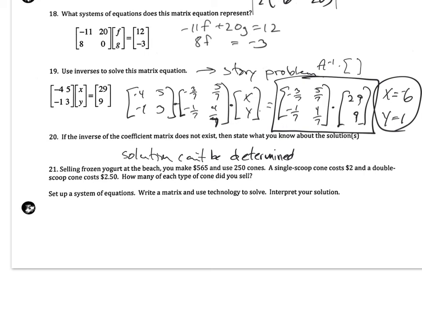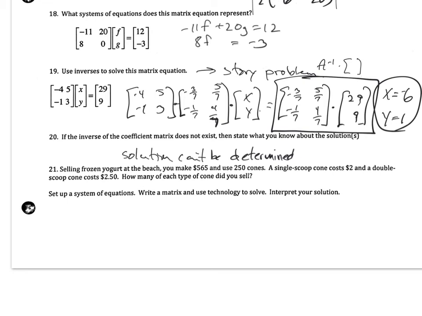Please be very careful with your "no solution." We haven't used it yet. When you're multiplying or adding, if it's not physically possible, you say that it's not possible. And then, of course, if you can't find the inverse, then the solution can't be determined.